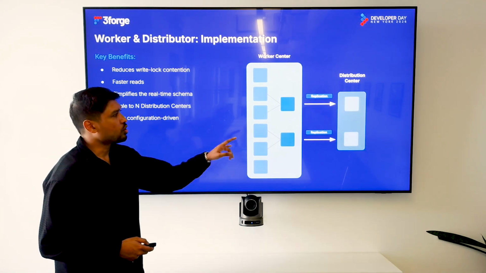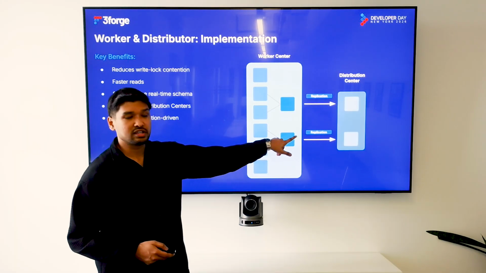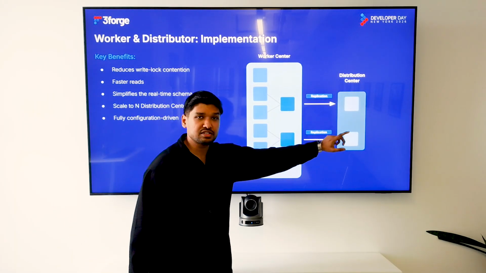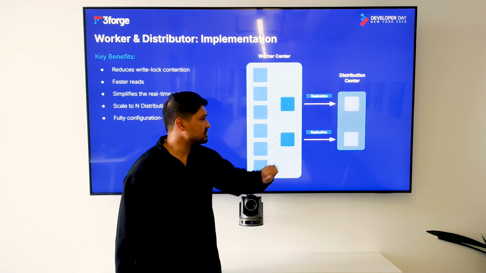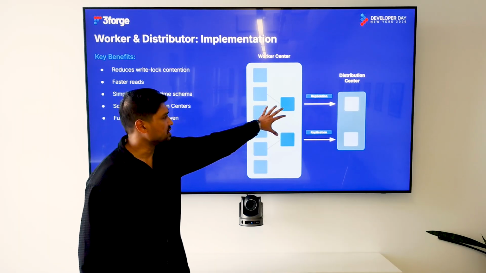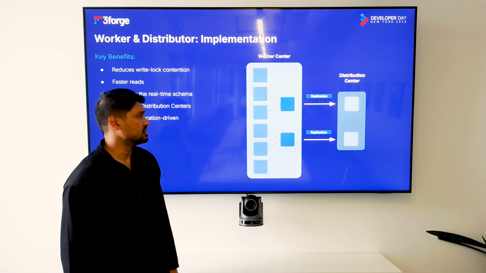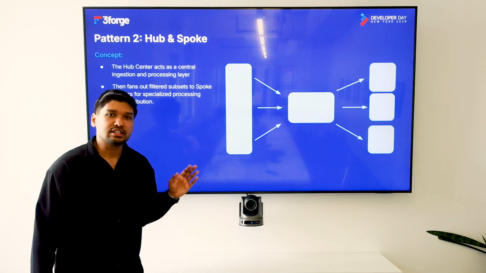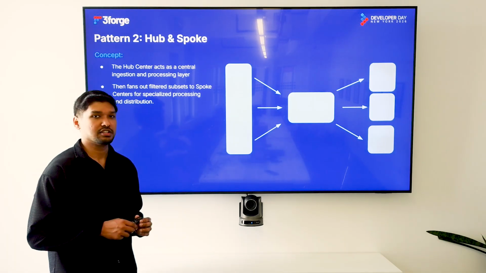The schema in the worker center and distribution center will look different. Here, it will look very simple because it does not need to know about how the data is arriving at the distribution center. Let's talk about the second pattern, which is hub and spoke.